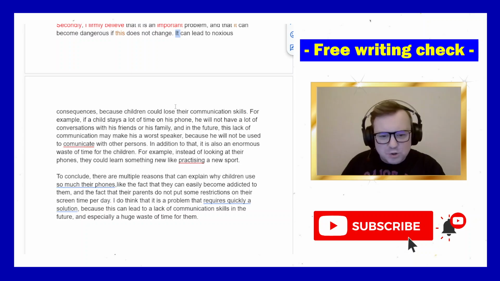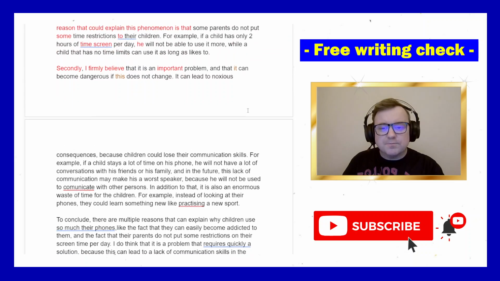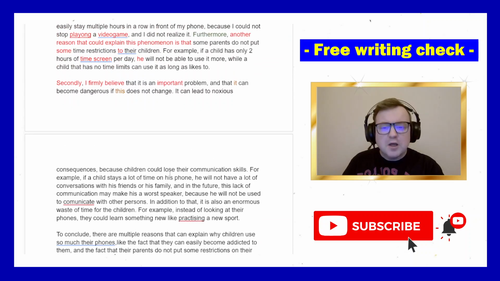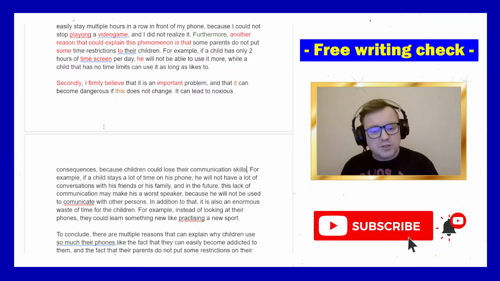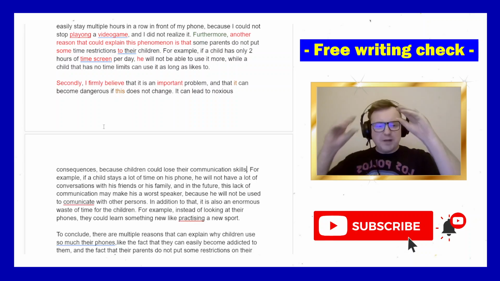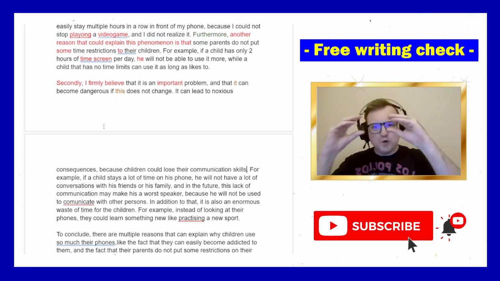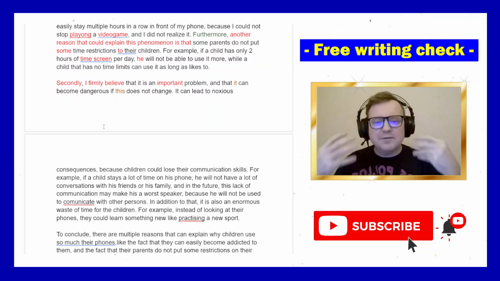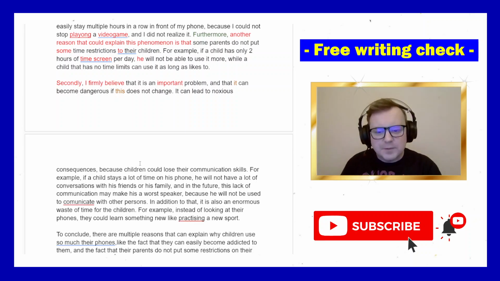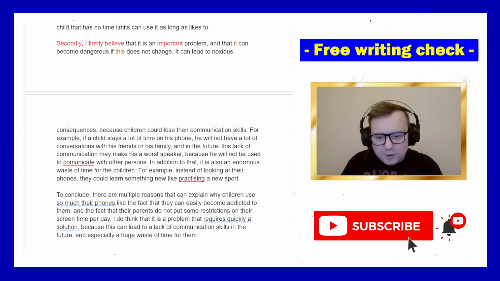But okay, because children could lose their communication skills. So put that early, right? So instead of "secondly, I firmly believe," you could say "one major downside of children spending too much time on their smartphones is that it can lead to a breakdown in their communication skills." Cool. And then we have that topic sentence, the first sentence of the paragraph telling me what this paragraph is about.